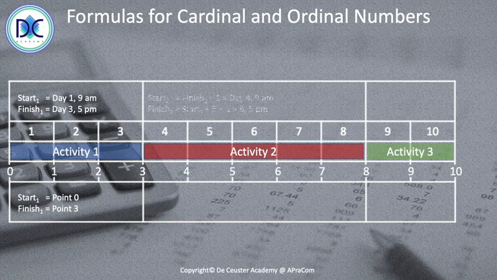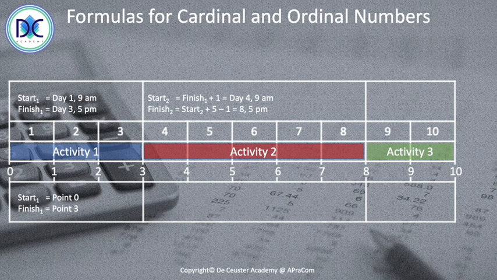The second activity will start at the finish time of activity 1, but plus 1, the next day. So when activity 1 finishes on the 3rd in the evening, activity 2 can only start the 4th in the morning. So we have the finish of 1 plus 1, so it's day 4 at 9 a.m., and we finish at the start, day 4, plus 5 minus 1.